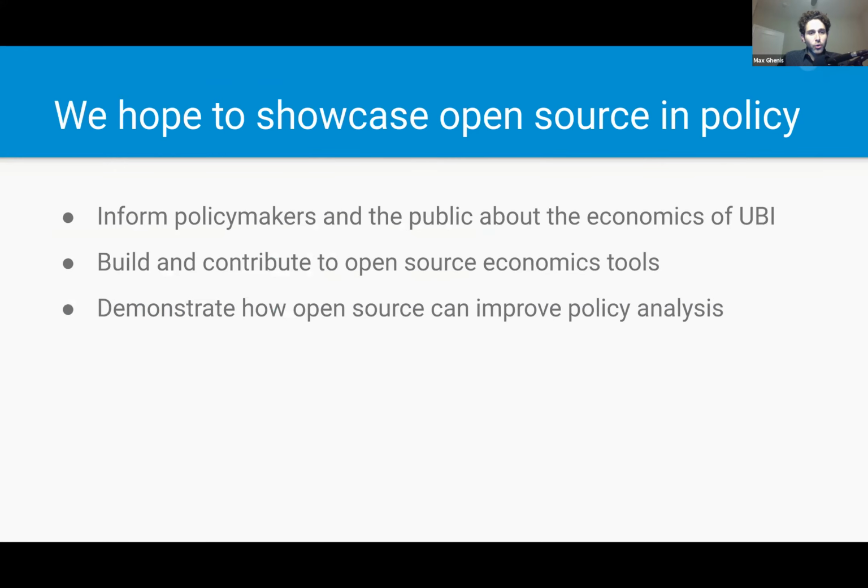So our major goals for the future, of course, number one is to inform policymakers and the public about the economics of UBI. But not too far behind that, we really want to build and contribute to open source economics tools. So contributing to groups like the Policy Simulation Library, as well as our own tools like MicroDF, and to demonstrate how open source can improve policy analysis so that other think tanks or maybe new think tanks like ours can consider the approach too.